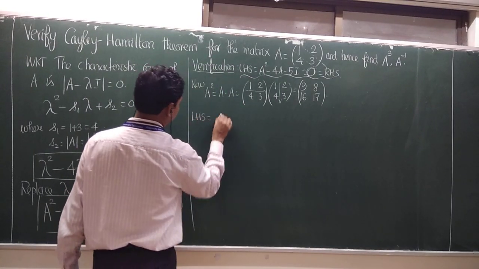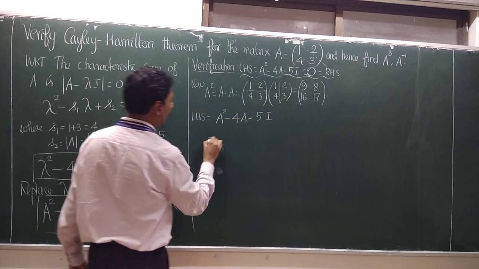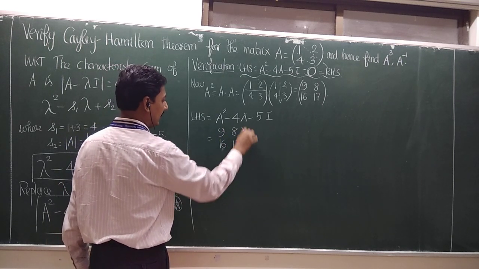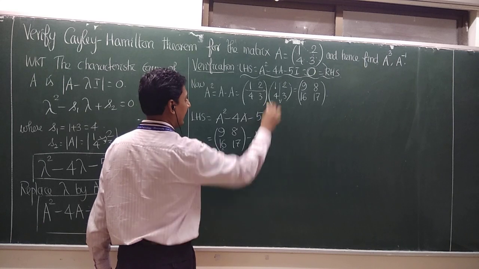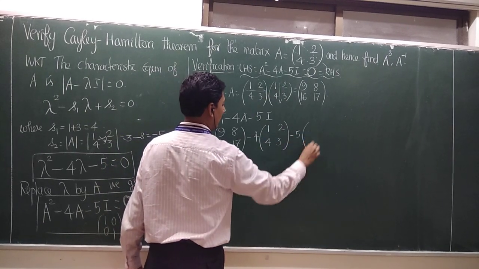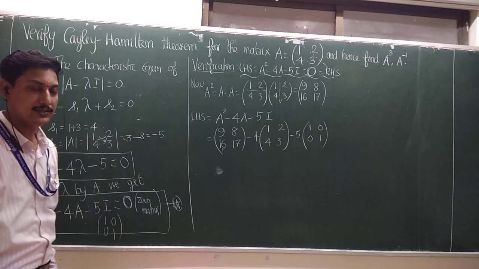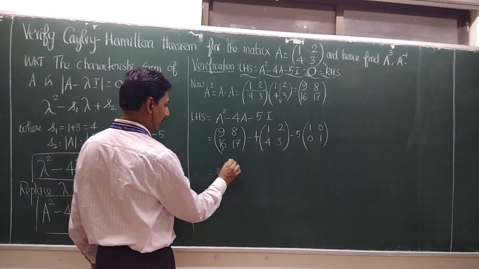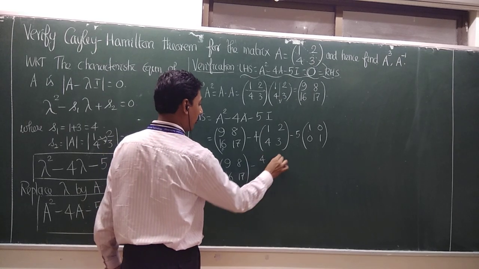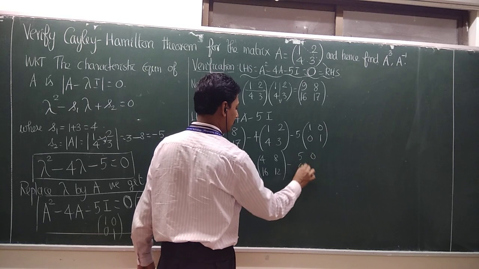So what is the left hand side here? A squared minus 4A minus 5I. Now I know the A squared value, it is [9, 8; 16, 17], minus 4 into A, where A is the given matrix [1, 2; 4, 3], minus 5 into I, where I is the identity matrix. Now A is 2 by 2, so I is also 2 by 2. Let us simplify this. We get [9, 8; 16, 17], and this is [4, 8; 16, 12], and this is [5, 0; 0, 5].